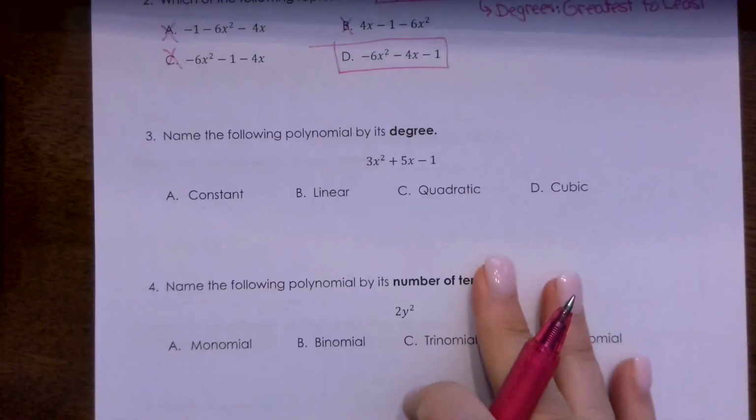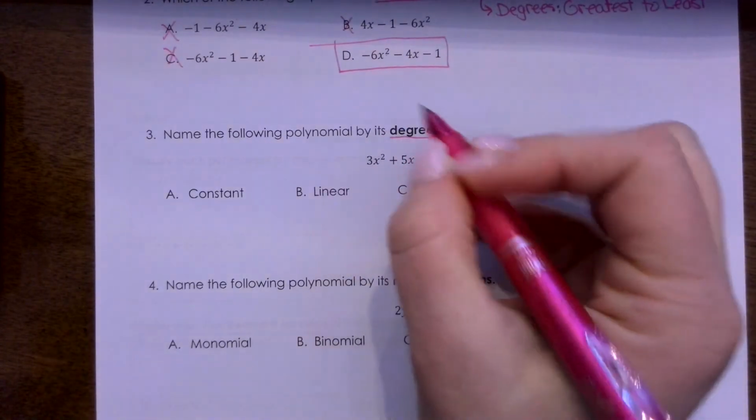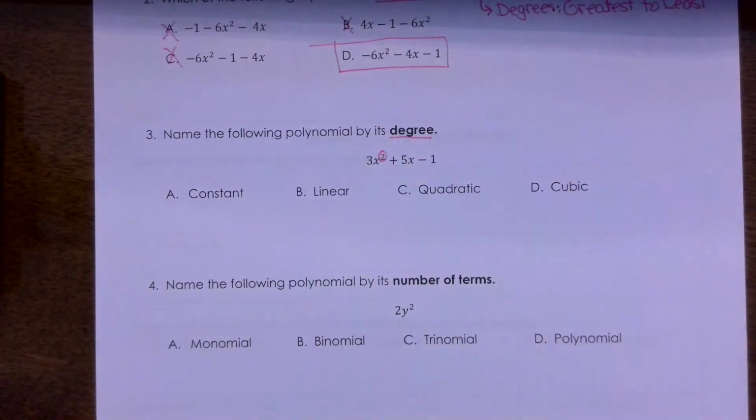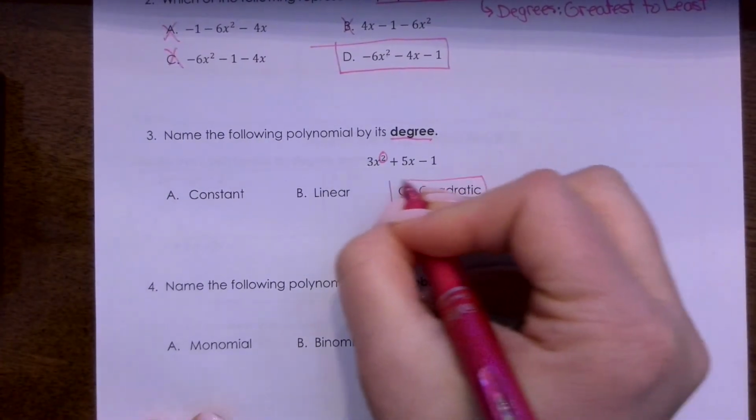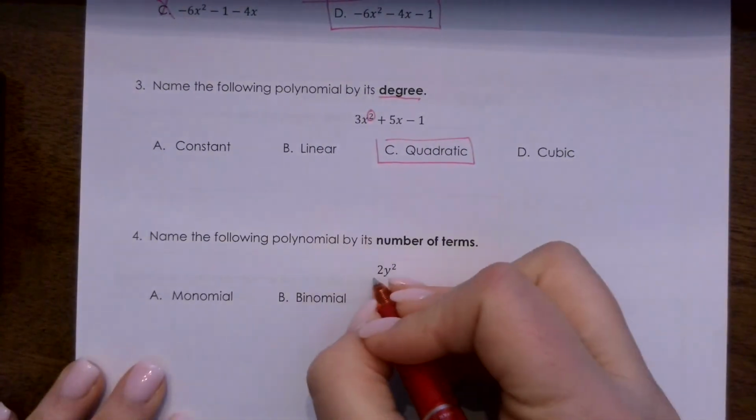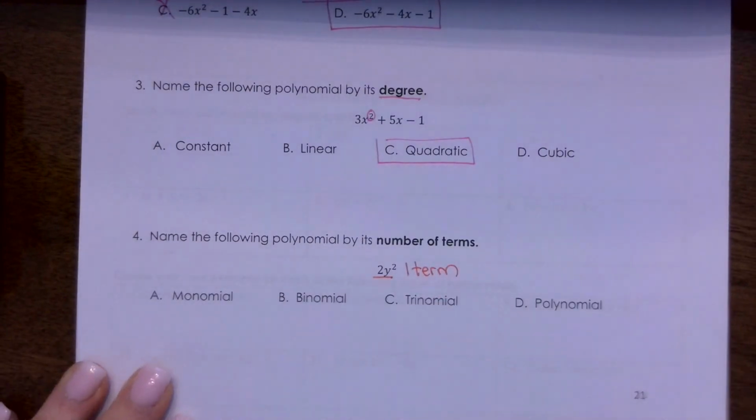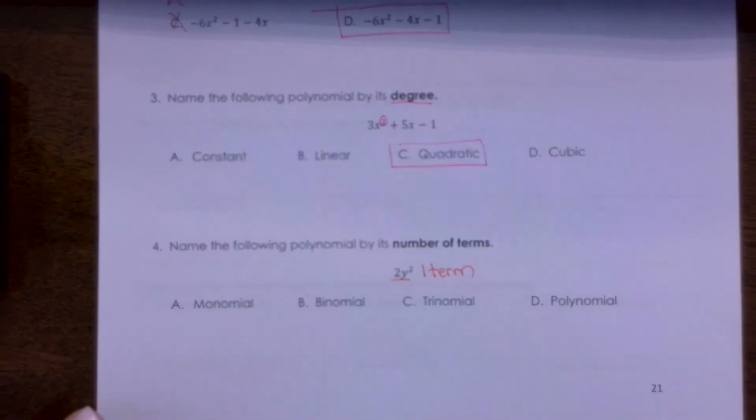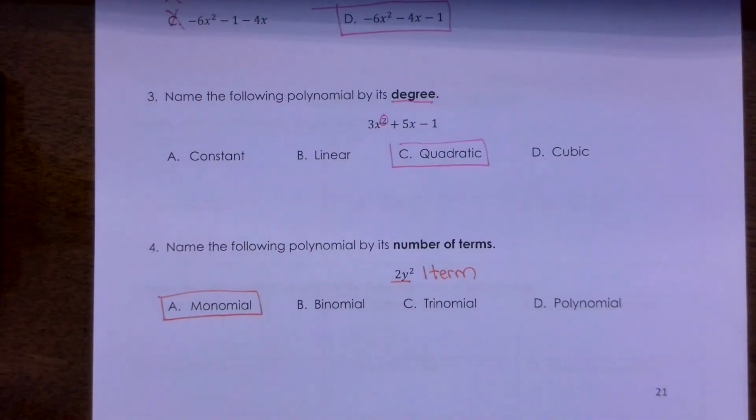Now looking at 3, name the following polynomial by its degree. I'm looking for degree, so I'm looking for the highest exponent. It's a square. Squares are quadratics. Name the following polynomial by the number of terms. There is one term. Polynomials of one term are monomials. That's it for this one. Thanks so much. Bye.